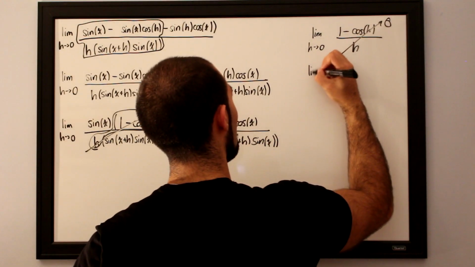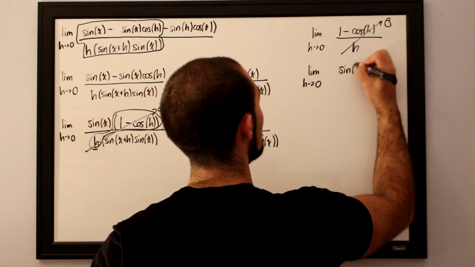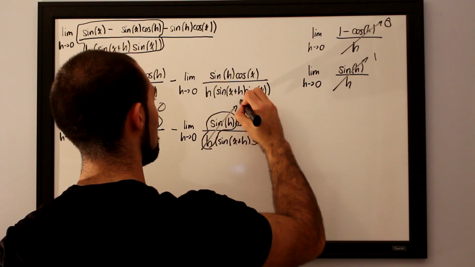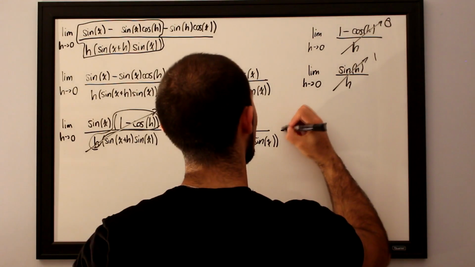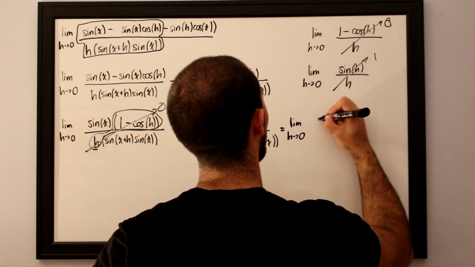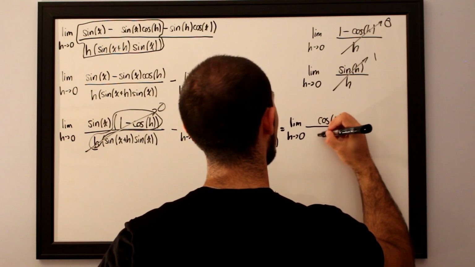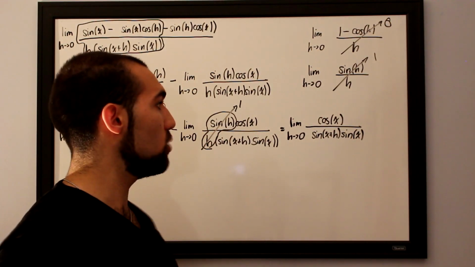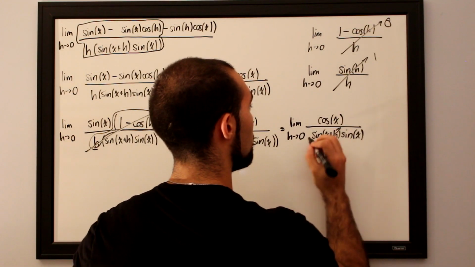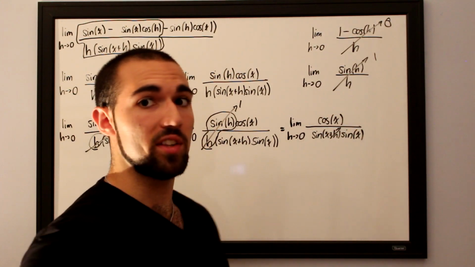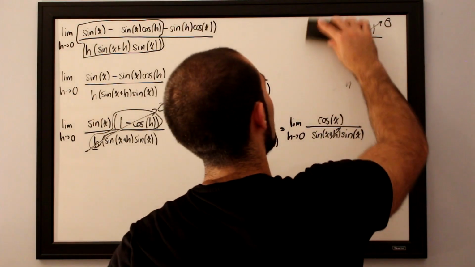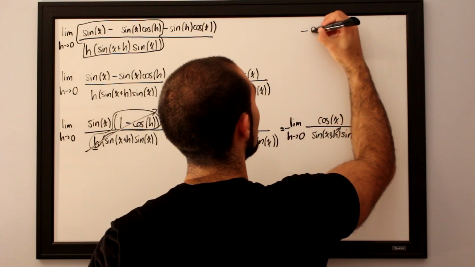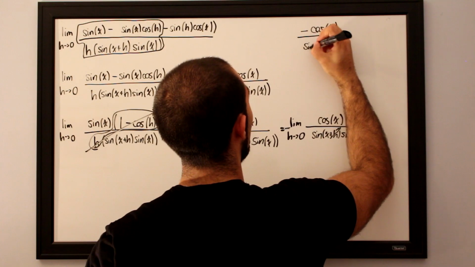And another limit that we should know very well by now is the limit as h approaches 0 for sine of h over h goes straight to 1. So we can circle these, cross them out, this becomes 1. So all we'll be left with is the limit as h approaches 0 for cosine of x over sine of x plus h times sine of x. And just as we did in the previous example with the secant, we will let h approach 0. So we will be left with cosine of x in the numerator and then sine of x multiplied by itself in the denominator. I forgot that there's a negative sign right out here in front of this limit. We will be left with negative cosine of x over sine squared of x.